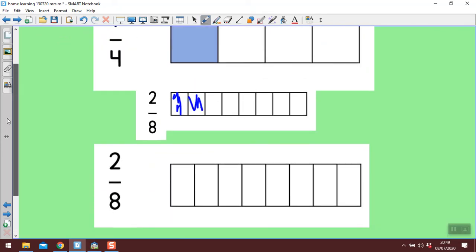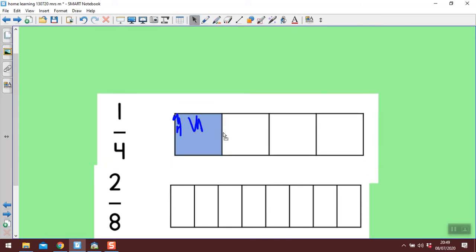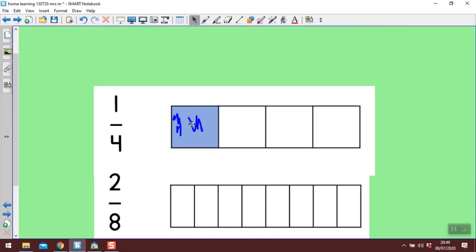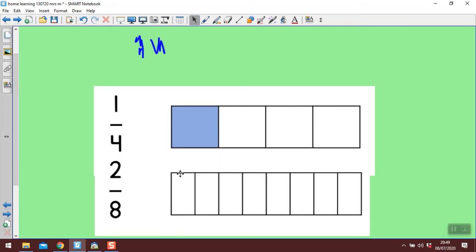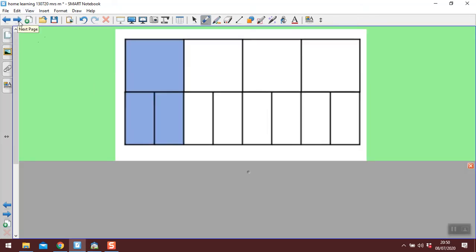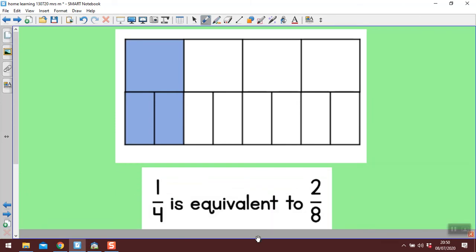This is better. So if I pull a 1/4 down and look at 2/8, if I colour in 2/8, I can see it's exactly the same amount as the fraction 1/4. So 1/4 and 2/8 are equivalent fractions. One quarter is equivalent to 2/8.